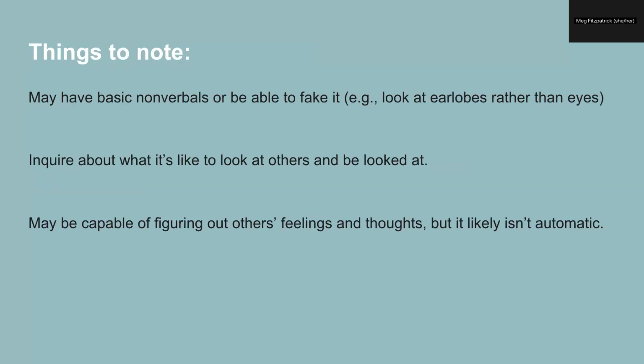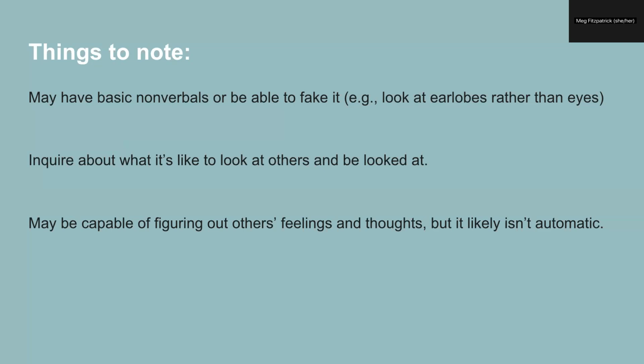Things to note, a lot of our clients probably have basic nonverbals or are able to fake it. They've learned as a child that they're supposed to make eye contact and they do it. But they have other strategies for that, like looking at earlobes rather than eyes, or gritting their teeth and getting through looking someone in the eyes. Inquire what it's like to look at others and to be looked at. And people may be capable of figuring out others' thoughts and feelings, but it likely isn't automatic. It often takes a lot of deliberate effort to figure those things out.